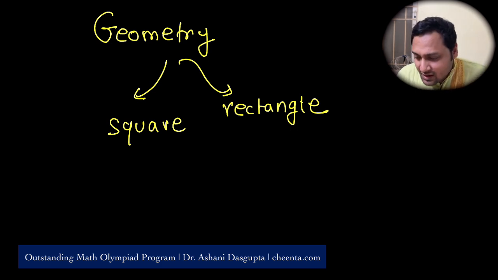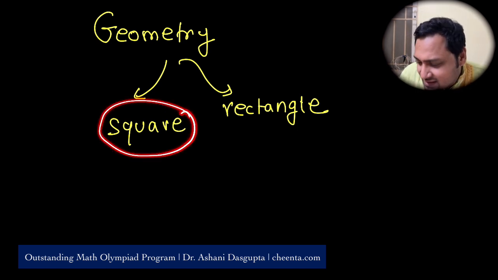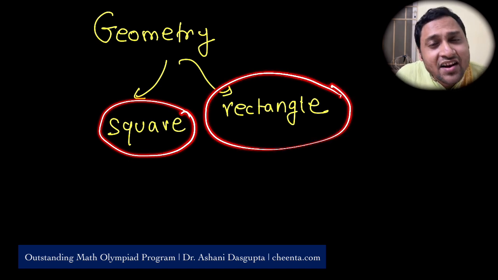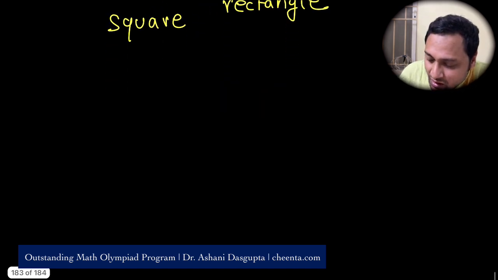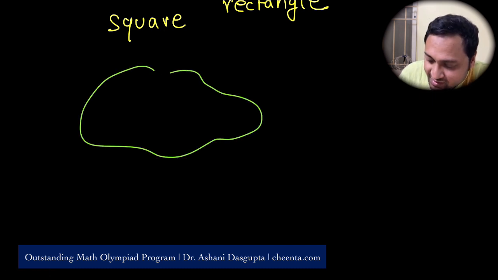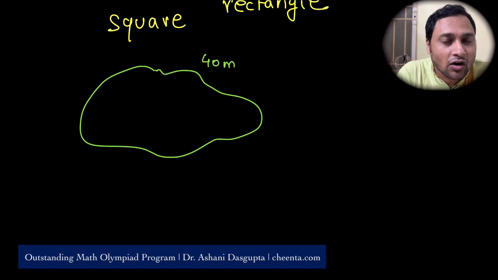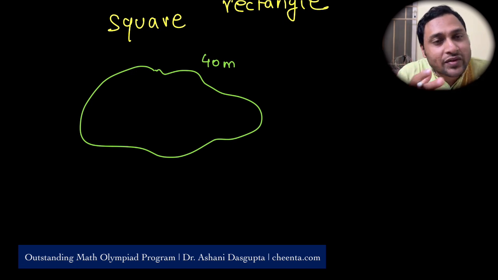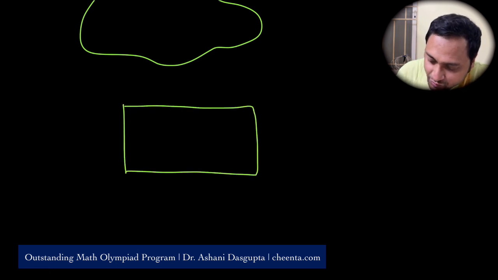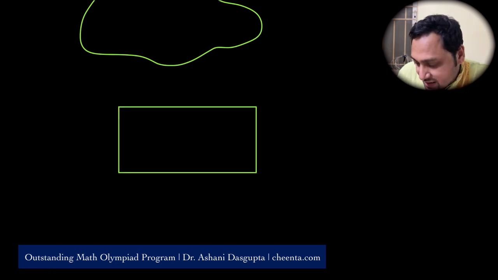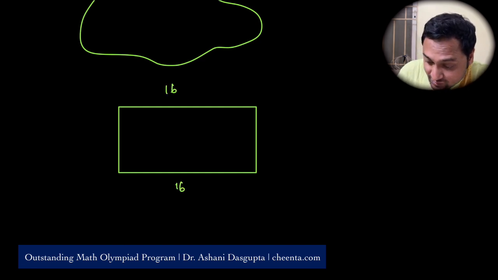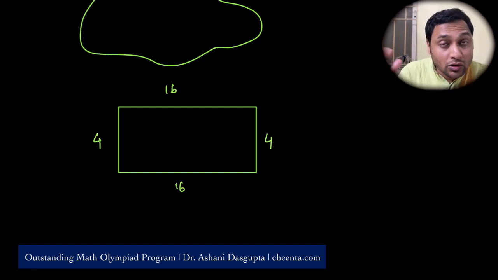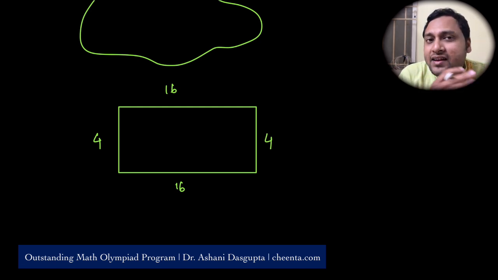Let's get started. The question is like this: what is the difference between a square and a rectangle? Suppose you have a rope that is 40 meters long, and I tell you to create a rectangle with this rope. So, for example, you could make it like this. This is a perfectly good rectangle. Maybe this side is 16, then this is also 16, this is 4, this is 4, total 40, right? So that's a perfectly good rectangle.